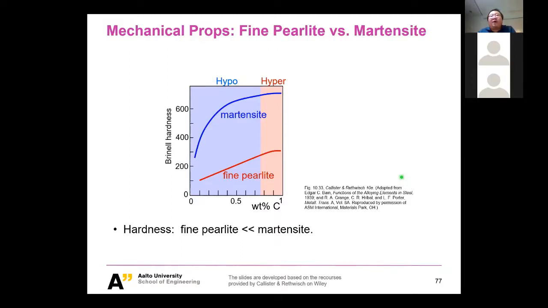So we can also compare the fine pearlite with respect to martensite. So this is the curve you could see. Due to those features I have emphasized to you about martensite, you can see martensite is completely overshooting the hardness. So here I'm showing hardness, but you can imagine others. The fine pearlite is lower by almost an order of magnitude. So you have a much harder microstructure when you have martensite than fine pearlite.